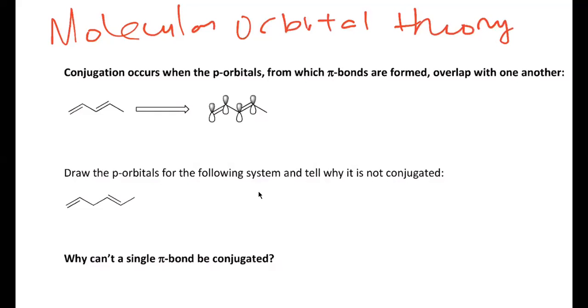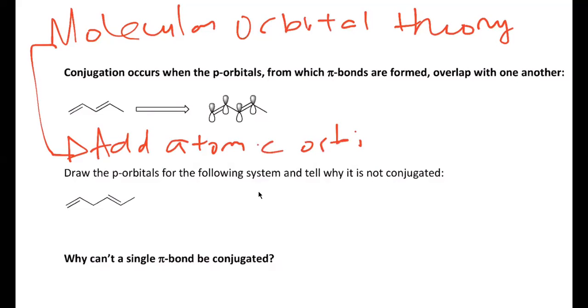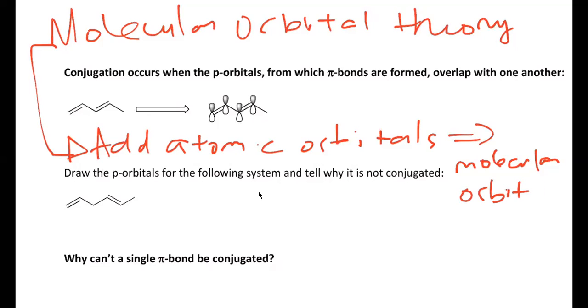Right. Molecular orbital theory is similar to hybridization, but it's not the same. For the longest time, I struggled with trying to differentiate between the two, but they're not the same. MO theory basically says that you can add atomic orbitals, and when you add those atomic orbitals, you generate what's called molecular orbitals.